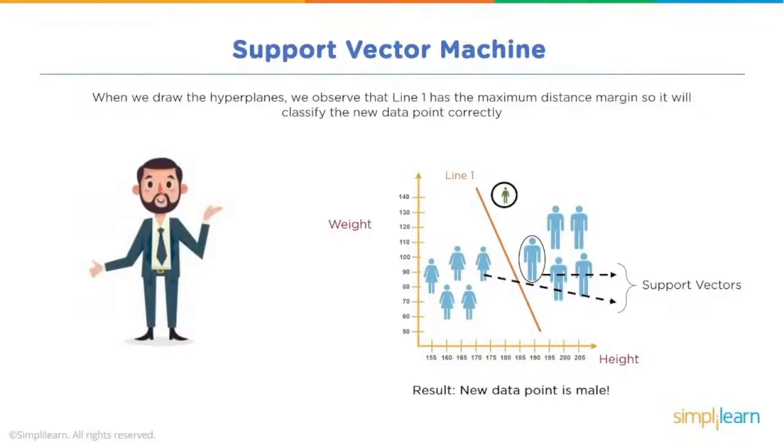So we observe that line 1 has a maximum distance margin, so we'll classify the new data point correctly. And our result on this one is going to be that the new data point is male.